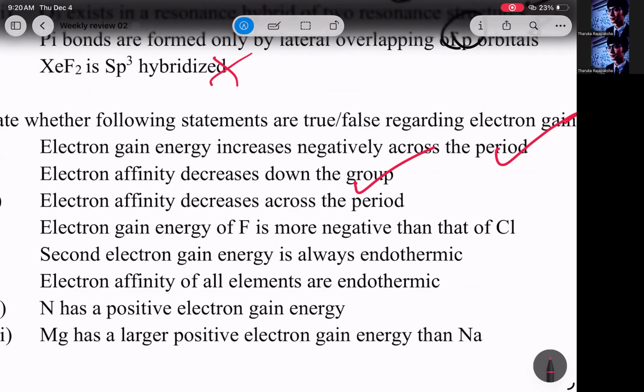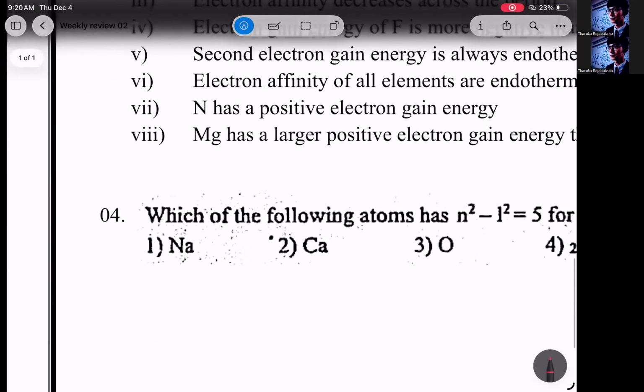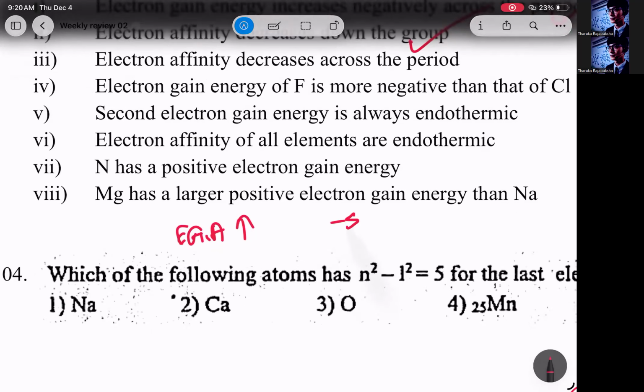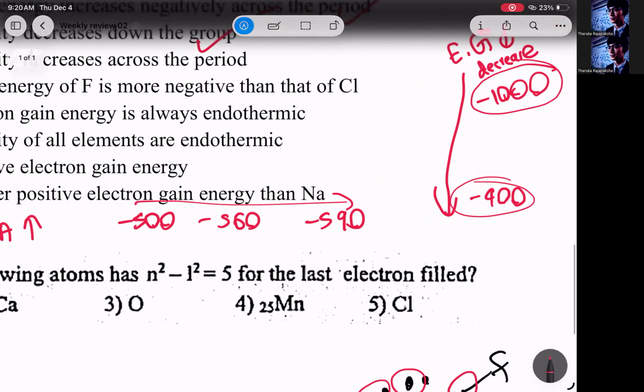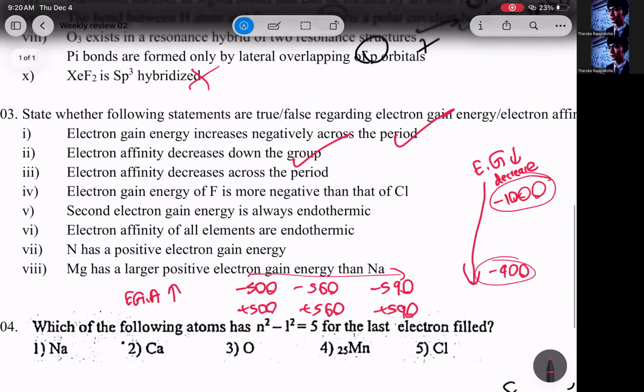That is correct. Electron affinity decreases across the period. I told you, think from electron gain energy. What will happen to electron gain energy? It increases across the period, meaning the negative value increases. For example, -500, the next element might be -560, the next might be -590. It goes like that from left to right across the period. Electron affinity is the opposite of it: +500, +560, +590. So you have to think the opposite way, the positive way. So electron affinity decreases across the period. That is wrong. You can see it increases across the period. That's wrong.